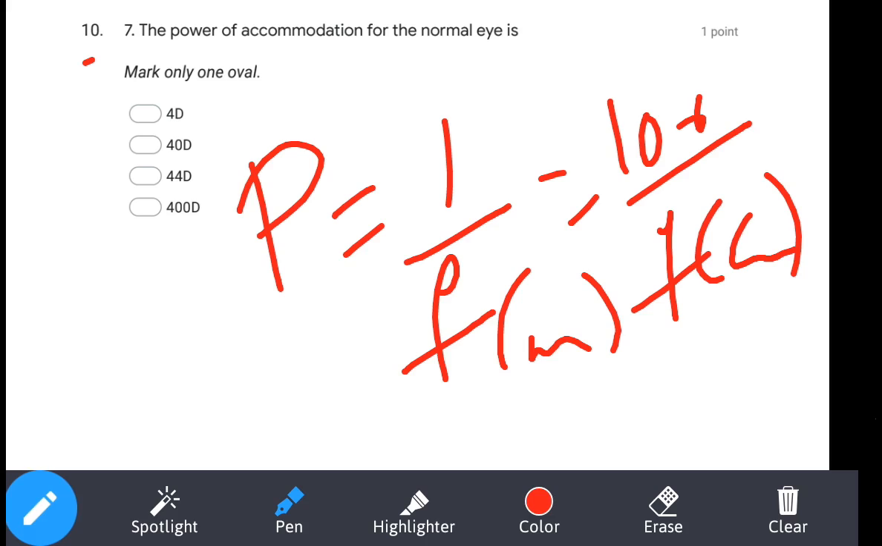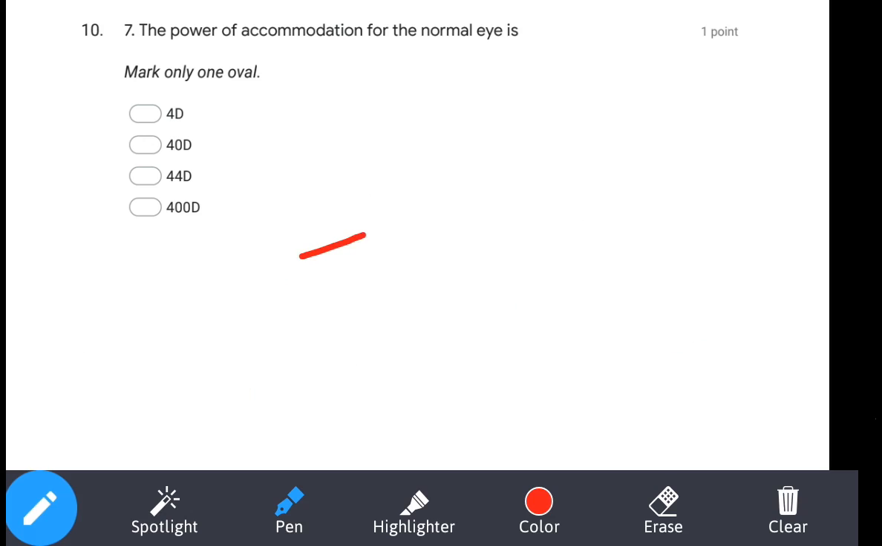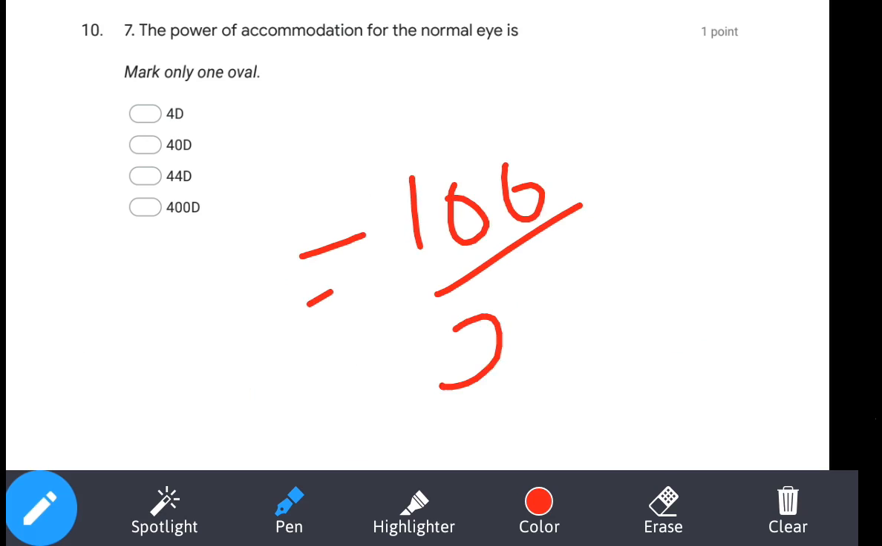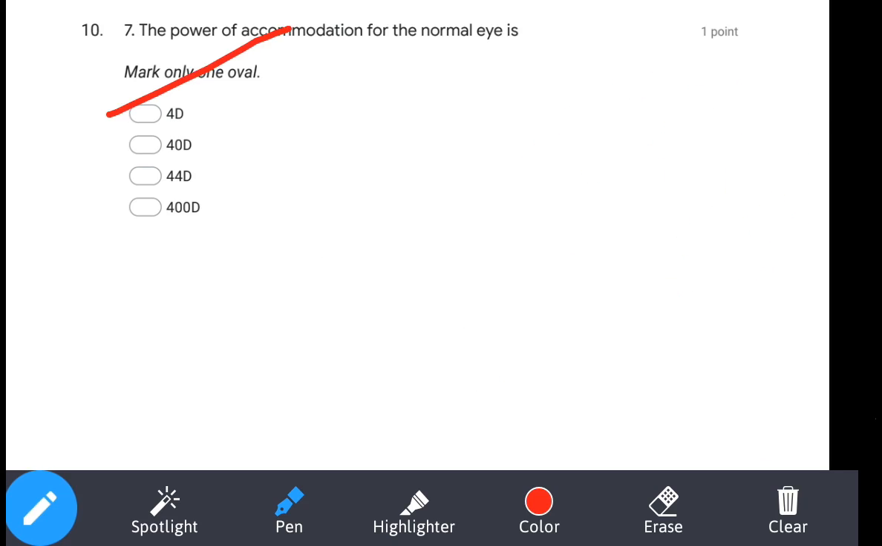Now you already know, for a normal person, the least distance of distinct vision is how much? 25 centimeter. It means the least distance at which a person can see the object very clearly is 25 centimeter. So in place of F, if I substitute 25, then 100 by 25, how much? 25 4s are 100, so 4D is our answer, option number A.